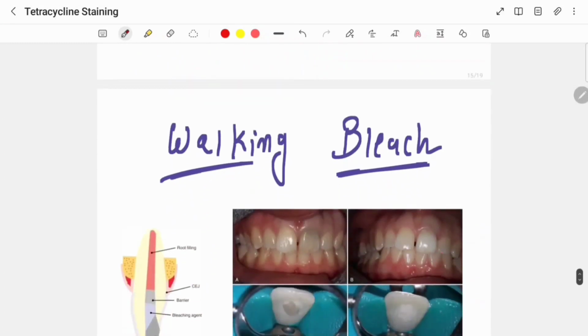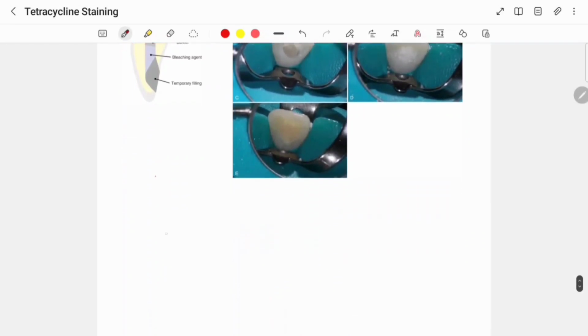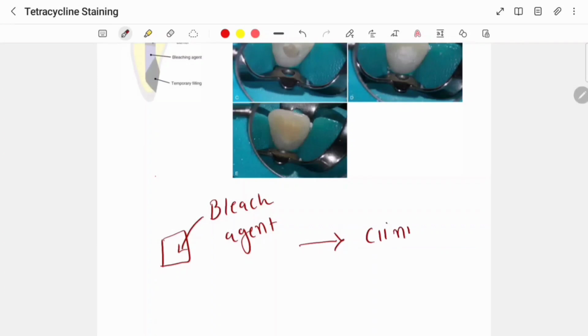So starting with walking bleach. What is a walking bleach? Why is it called walking bleach? Because when we put a bleaching agent, any kind of bleaching agent, inside the tooth, after this the patient can walk out from the clinic, and that's why it is called walking bleach.